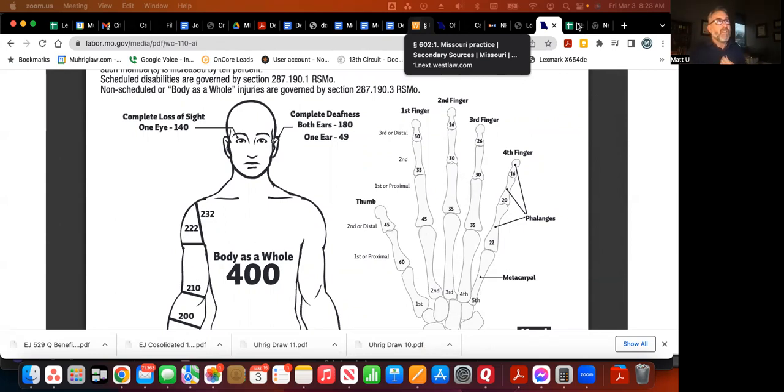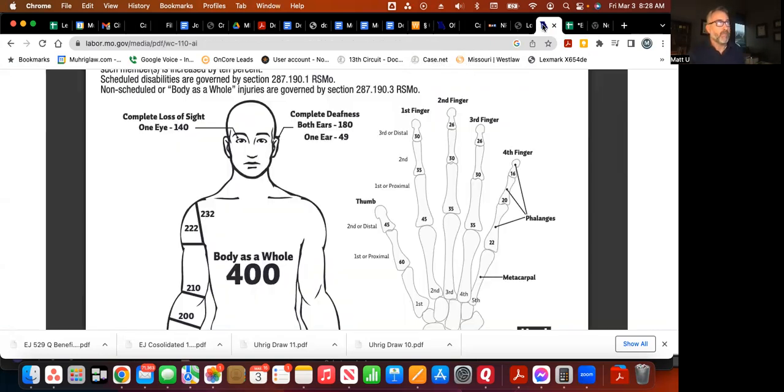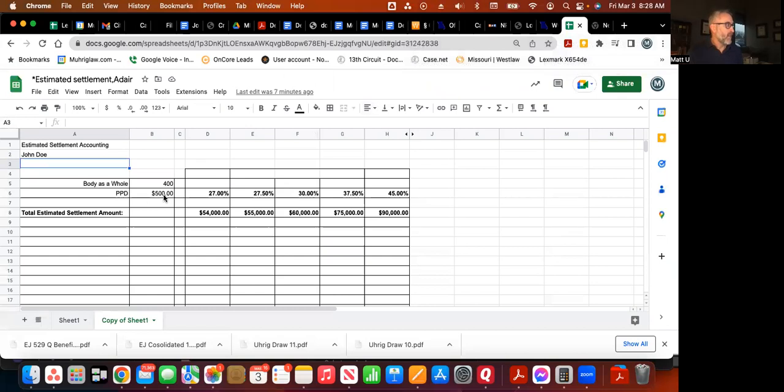So we use this spreadsheet to help a client calculate how much money they would get in a workers' compensation settlement. For this illustration, we're going to say that you injured your back, which is the body as a whole, right here, and that your permanent partial disability rate is $500.